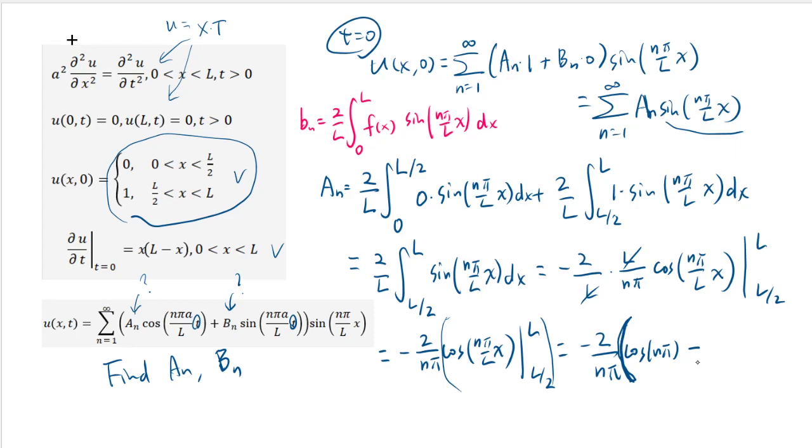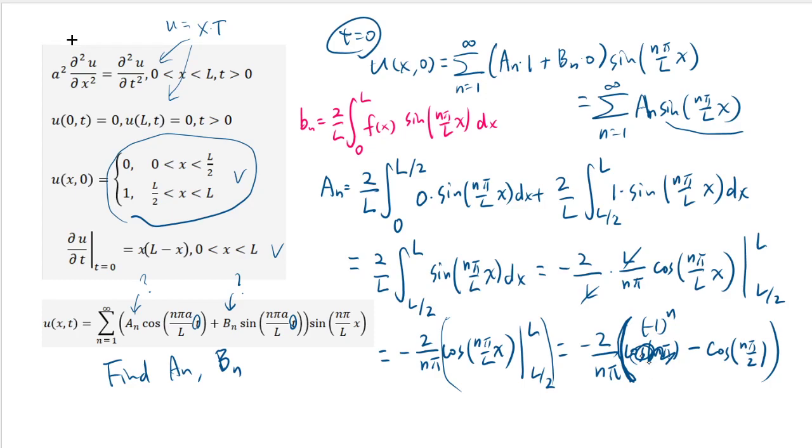All right. So when you plug in L over 2, you get cosine n pi over 2, because L and L cancel, but you still have a 2 in the denominator. And we also know that cosine n pi is negative 1 to the nth power, so you can rewrite this as negative 1 to the nth power. But that's about it. That's the solution.